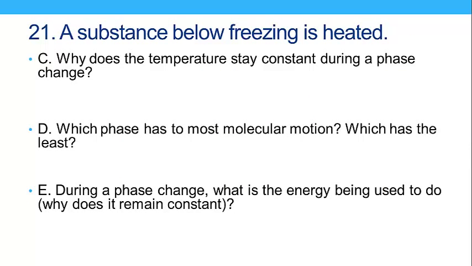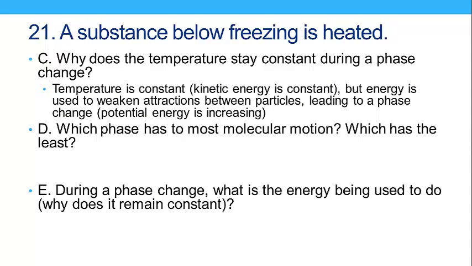Why does the temperature remain constant during a phase change? So temperature is constant, and we can also say that kinetic energy is constant. But the energy is being used to weaken the attractions between particles. So in the case of a solid, those have really strong attractions to each other. I need to weaken those attractions so we can melt into a liquid. So during a phase change, the kinetic energy is constant, but the potential energy is increasing.